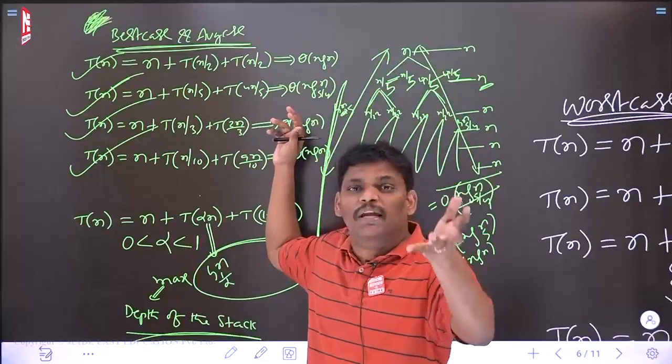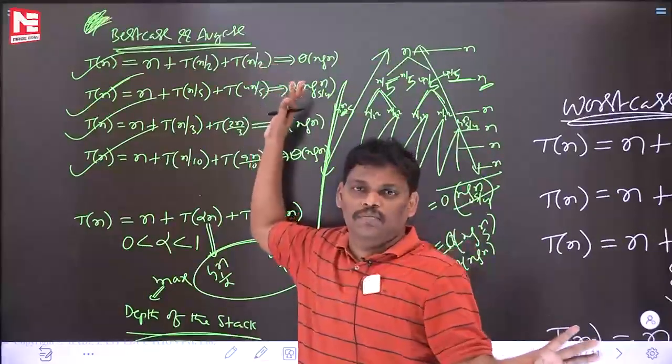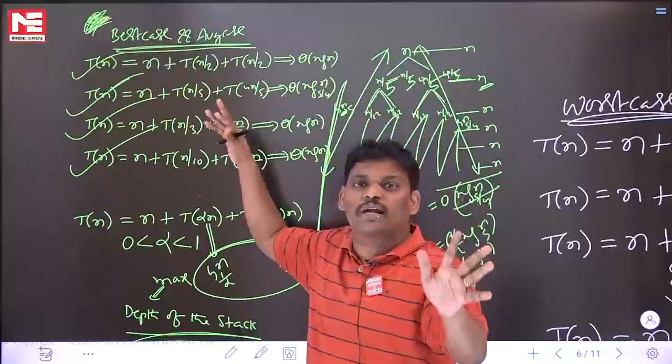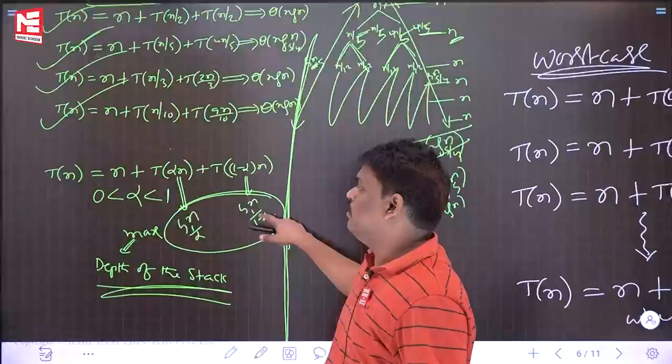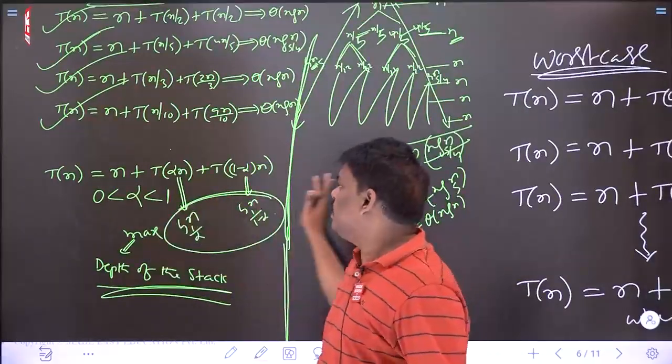If it is a random array or almost random, this kind of behavior will happen: a fraction of n on one side and the remaining on the other side.